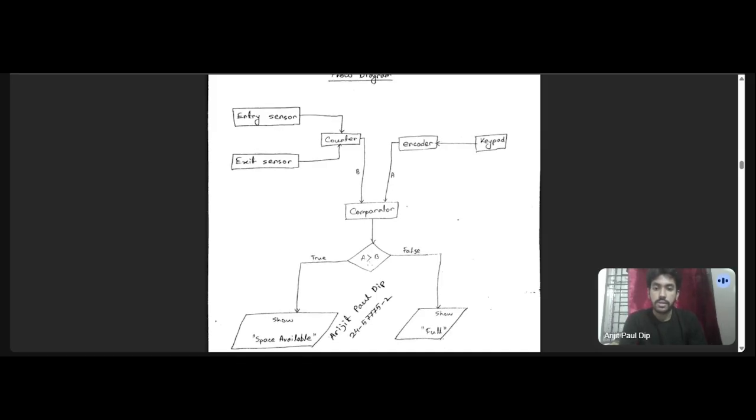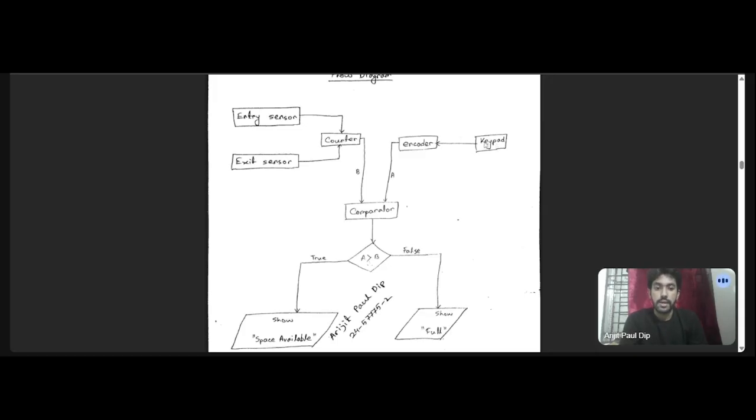Here the entry sensor is responsible for counting the cars which are entering and passing the information to the counter. If the counter gets a signal from the entry sensor, then it counts upwards. Like if the previous count was 1, then it becomes 2. On the other hand, if the exit sensor gives a signal to the counter, then the count decreases. Like if the previous count was 2, then it becomes 1 in the next iteration.